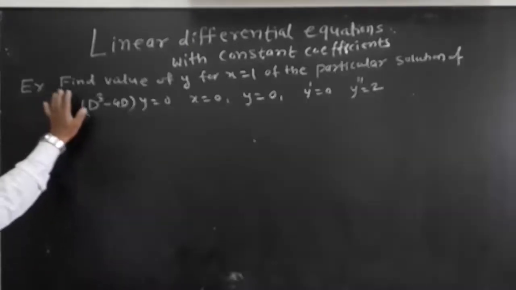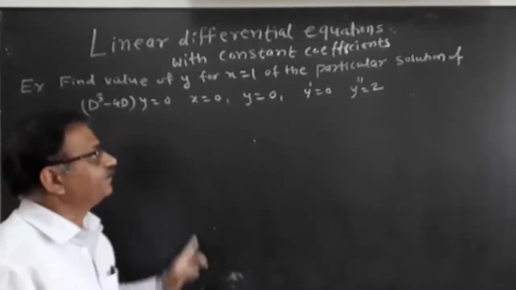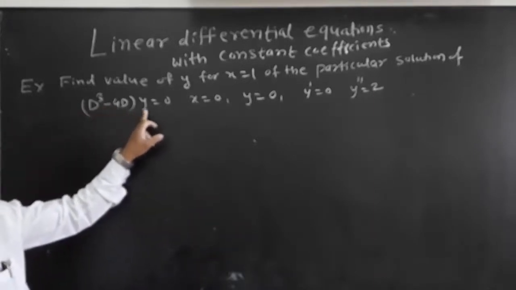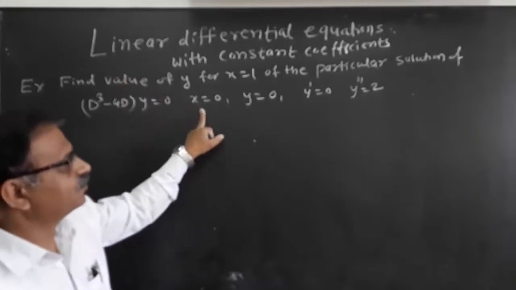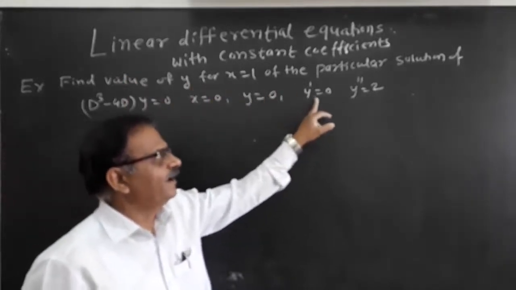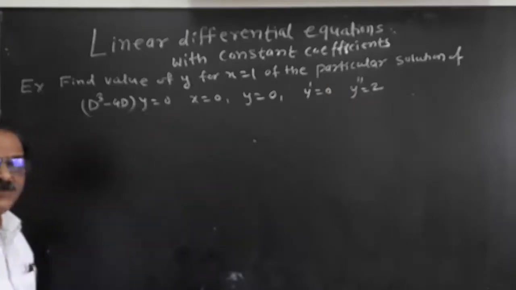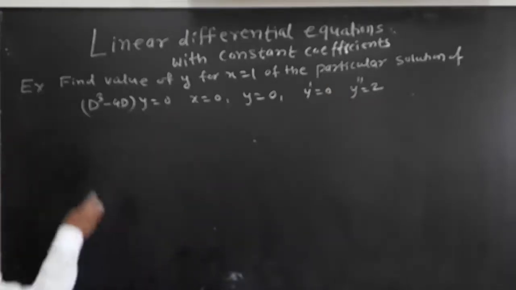Our problem is: find the value of y for x equal to 1 of the particular solution of D cube minus 4D y equal to 0, with conditions x equal to 0, y equal to 0, y dash equal to 0, y double dash equal to 2. First of all, we shall find out the general solution of this problem.